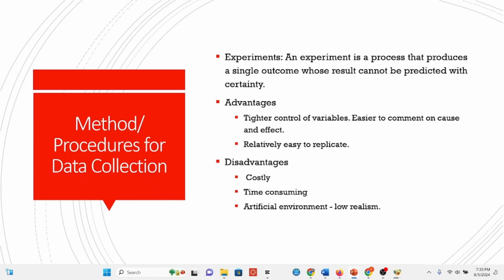3. Relatively easy to replicate. The controlled nature of experiments means they can often be repeated by other researchers, allowing for the verification and validation of results. Replication helps ensure the reliability and generalizability of findings.